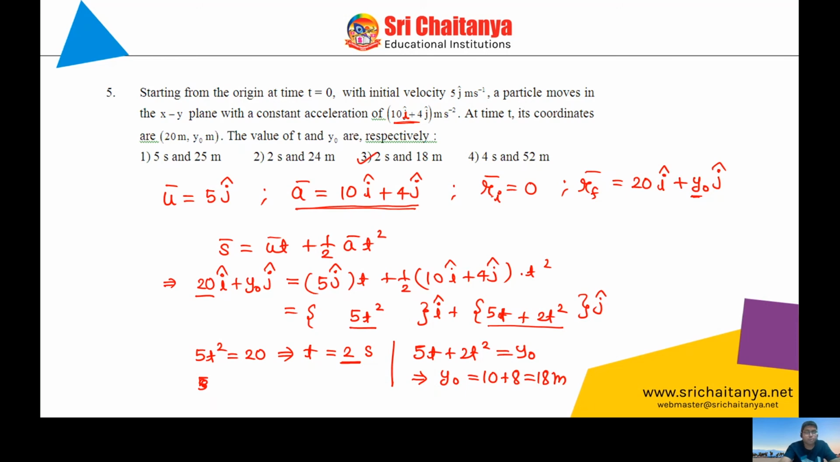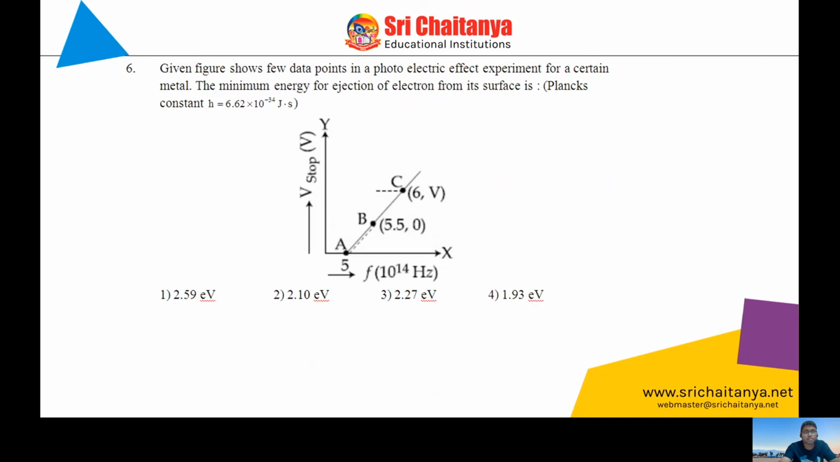So now let's move on to the next question, that is question number 6. Question number 6 is from the photoelectric effect, and we have been provided with the graph of stopping potential V versus the frequency of the incident radiation. Let me read that question for you as well. The given figure shows a few data points in a photoelectric effect experiment for a certain metal.